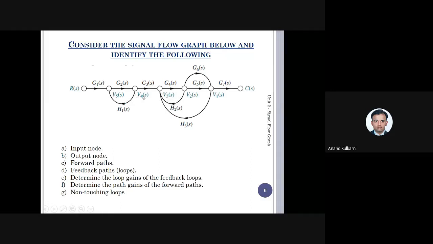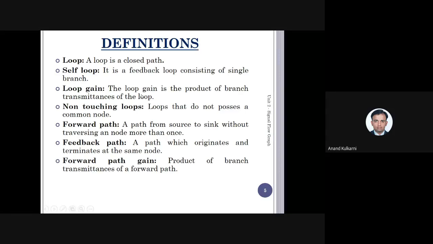If there was a common node between the two, then this would have been called touching loops. As these loops are not touching, they are called non-touching loops. Then what is a forward path? A path from source to sink without traversing any node more than once.